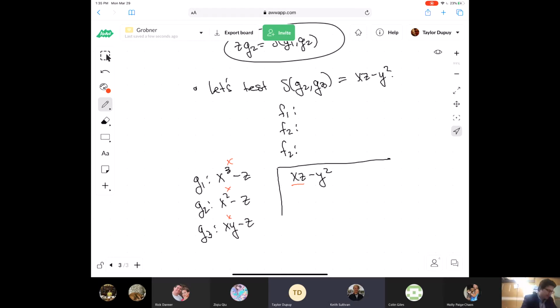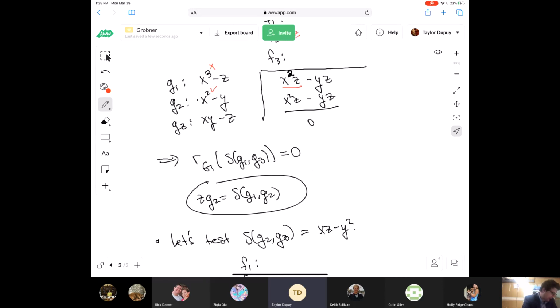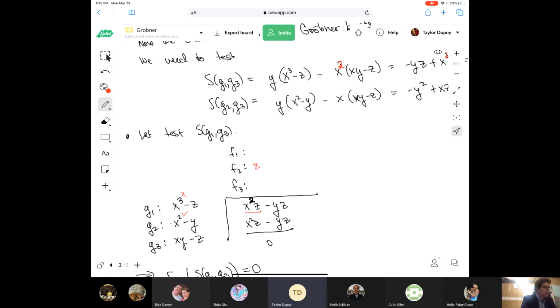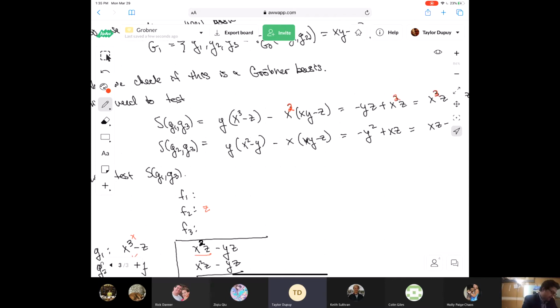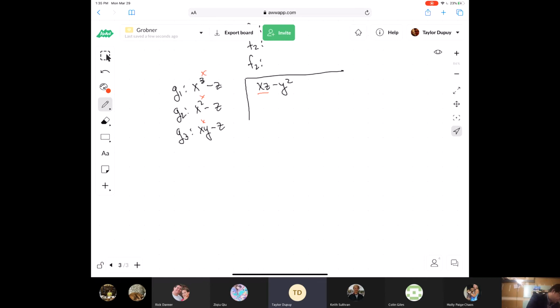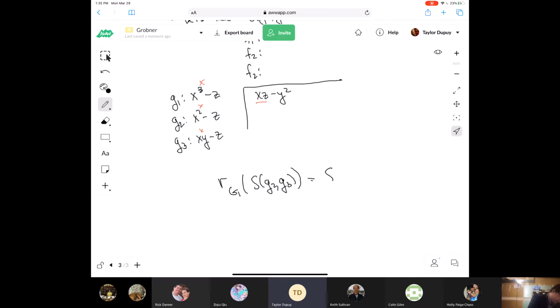We don't get to operate modulo the ideal. Yeah. No. But I guess there's probably a way to use this in these computations, but I think that would be a different algorithm. Yeah, so this shows that the remainder, bummer, right? So the remainder with respect to G1 of S of G2, G3, well, it's the same thing. It turns out that this is S of G2, G3.